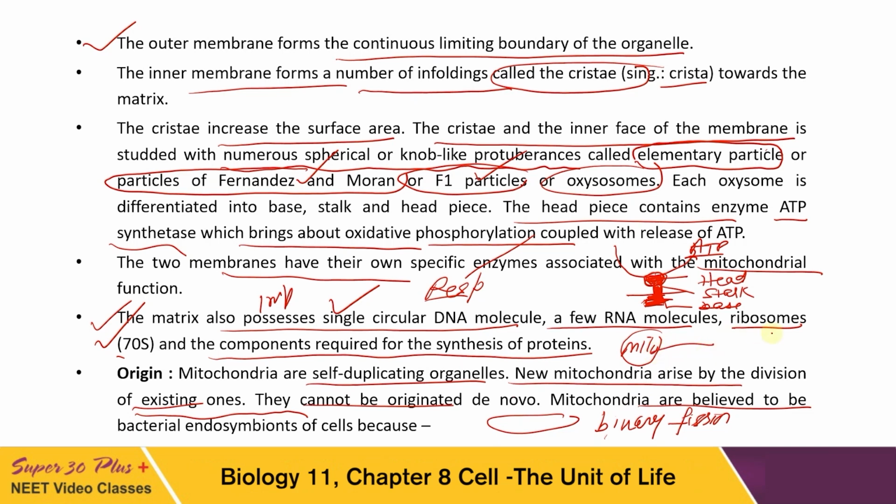In due course of evolution, it entered inside this system, and even now after entry, the mitochondrion has retained some of its prokaryotic character. It is semi-autonomous. It is dependent on the cell, no doubt, but certain proteins can be synthesized by mitochondria. It is known as an endosymbiont. Important point this is.